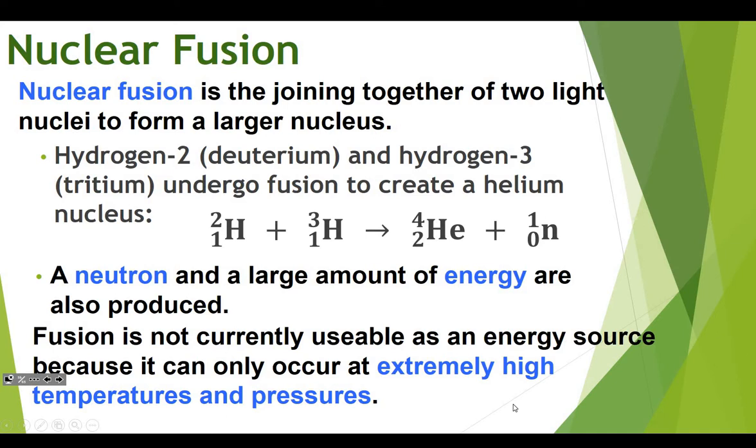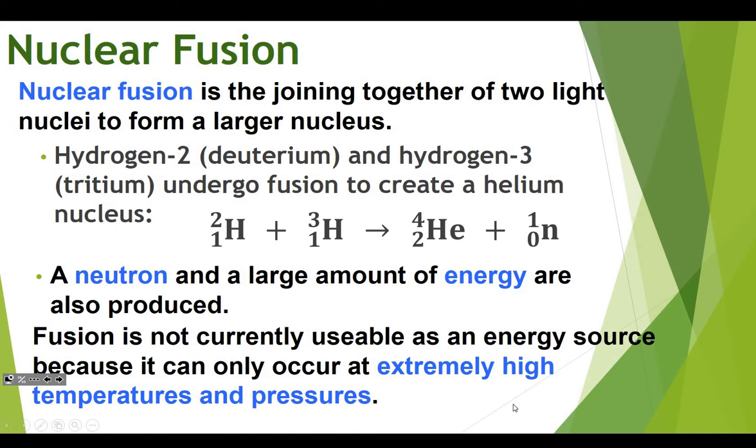Okay, so nuclear fusion is joining together of two light nuclei to form a larger nucleus. That's what you need for fusion. So write that down. You don't necessarily have to have the rest, except for the bullet after the equation. A neutron and a large amount of energy are usually produced with fusion. So usually at least one neutron and large amounts of energy.